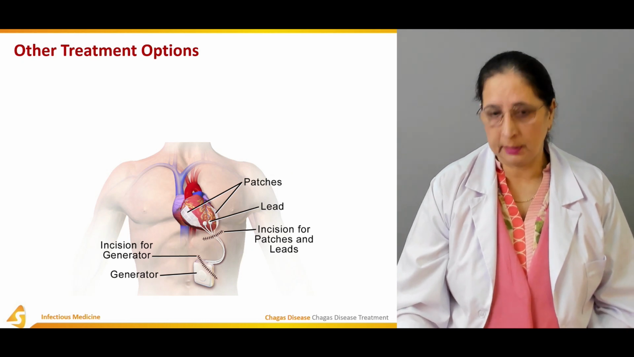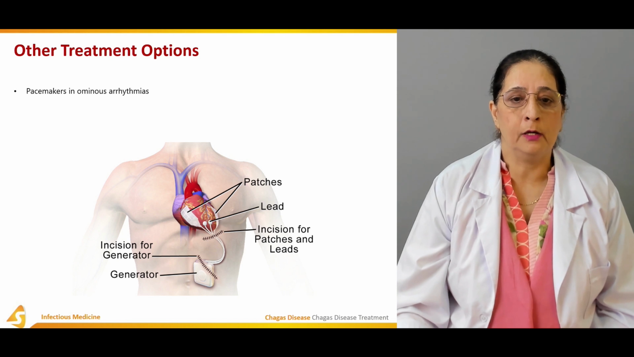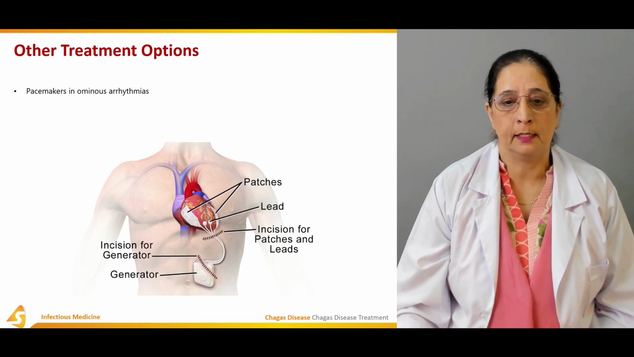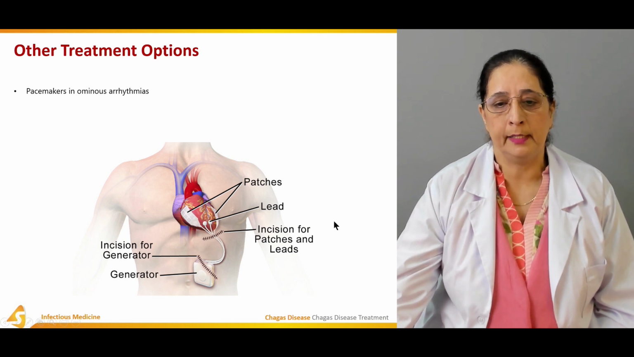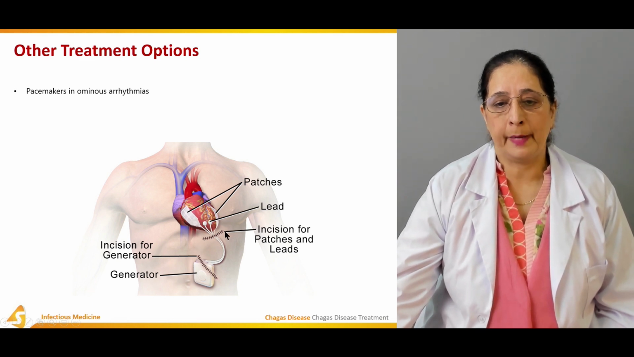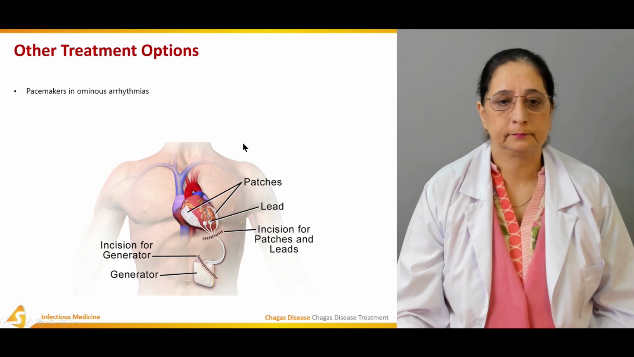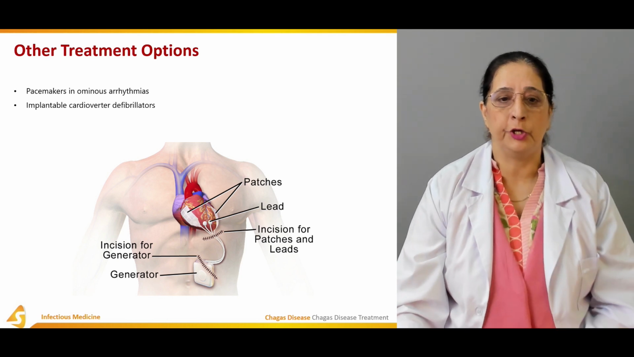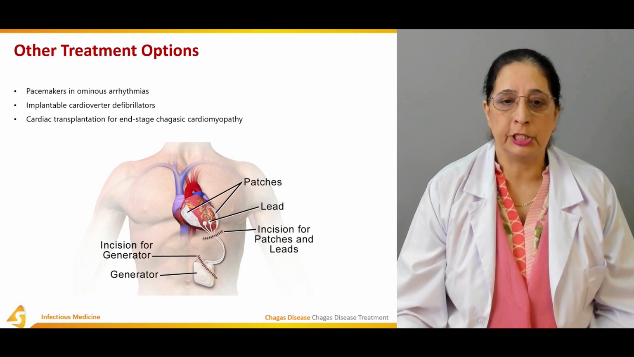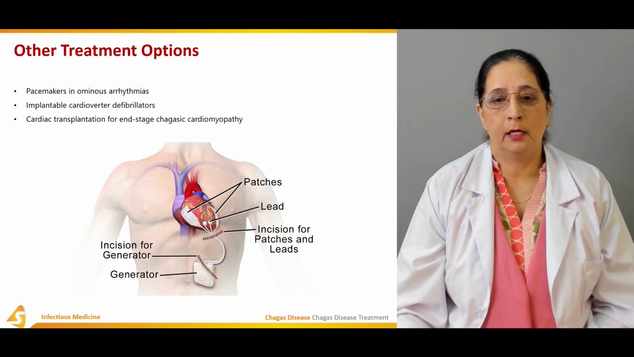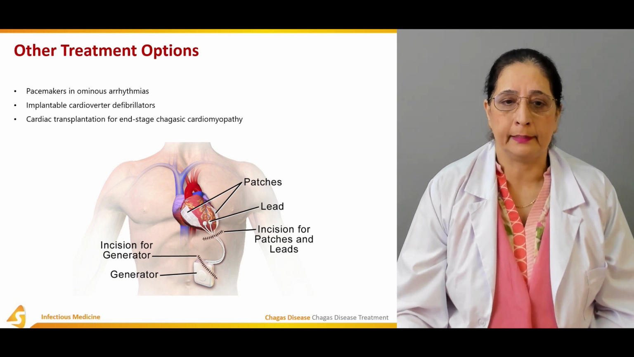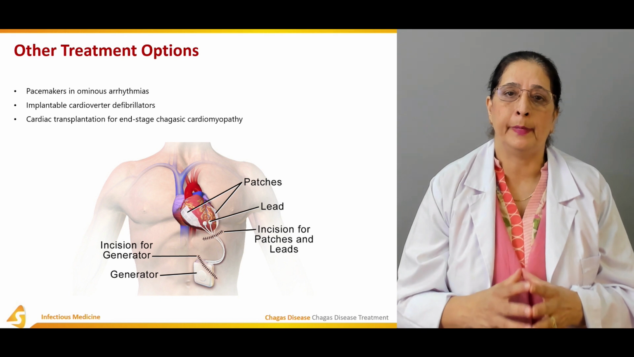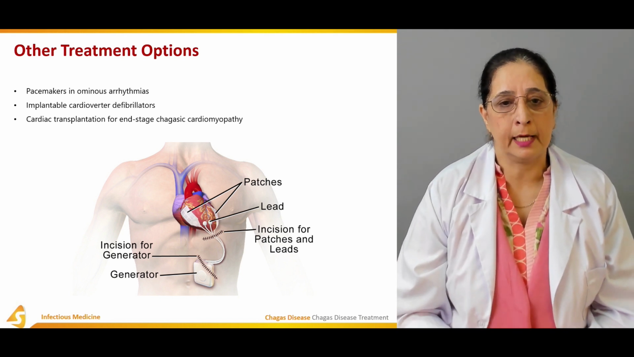Other treatment options: we have a pacemaker for ominous arrhythmias. Pacemakers are used when the arrhythmias are really bad; you can see the incision for the leads and the incision used for the generator. Implantable cardioverter defibrillators can also be used. Cardiac transplantation is used for end-stage chagasic cardiomyopathy. If it is end-stage cardiomyopathy, heart transplantation can be used.